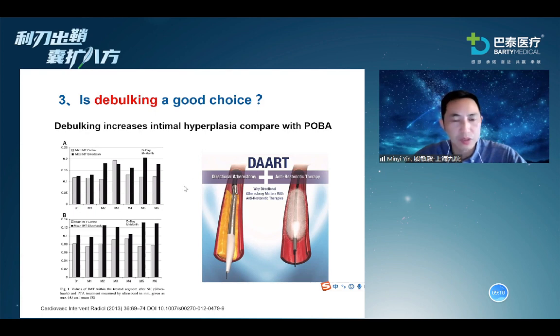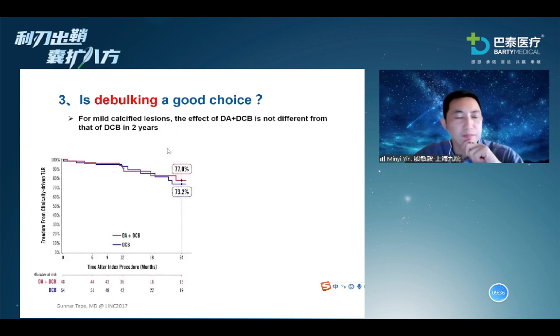With debulking, we cannot say that we only debulk the hyperplasia and atherosclerotic lesion, and we cannot ensure whether or not it will affect the other layers of the vessel. We know that in America there's some new device, but it's not introduced to China. So we need to use it in combination with DCB in order to avoid or reduce the intima hyperplasia.